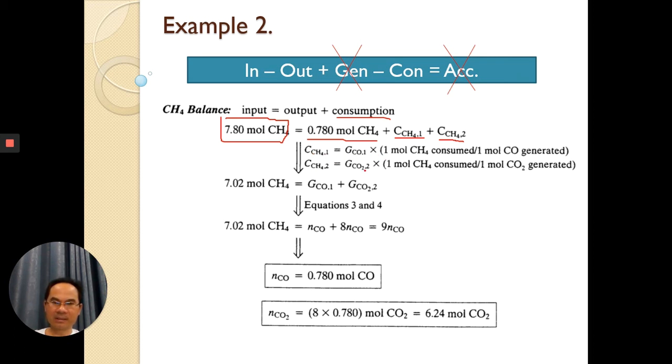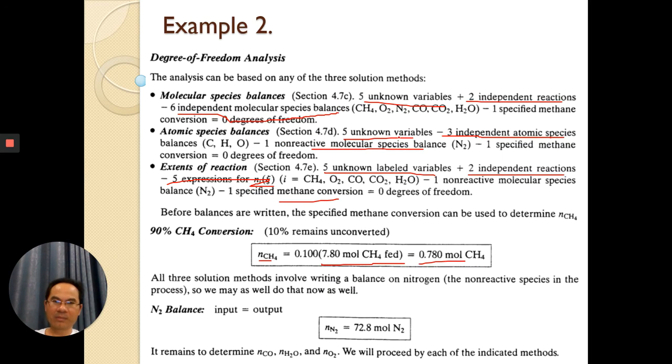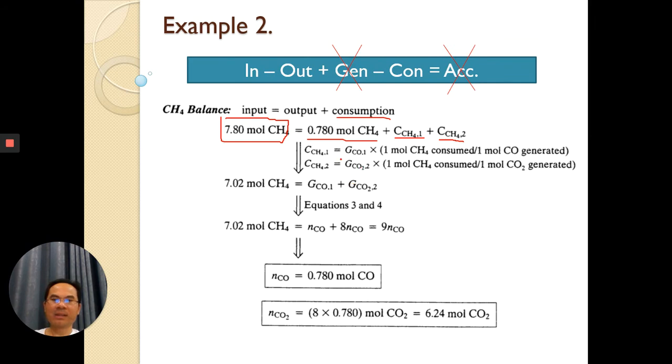And also from the second reaction, 1 mole methane consumed equals 1 mole CO2 generated. For this case, generation of CO2 from the second reaction comes from 1 mole CO2 generated equal to 1 mole methane consumed. Finally, you get 7.8 minus 0.78. You get 7.02 mole methane equal to GCO from equation 1 plus GCO2 from equation 2.